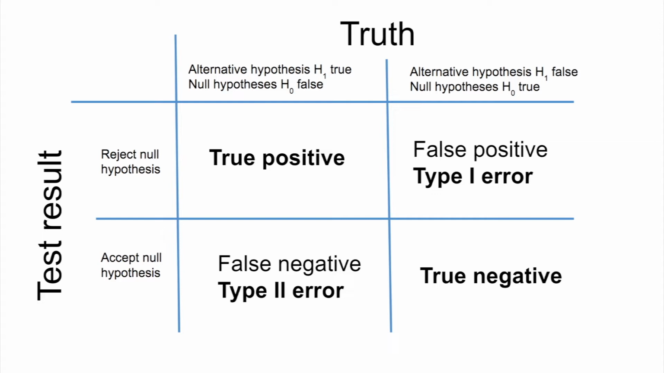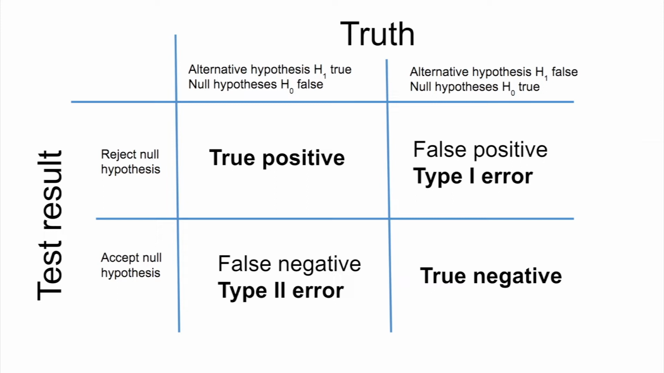And down the left-hand side, we're going to put what the test is telling us. Either the test tells us to reject the null hypothesis, or it tells us to accept the null hypothesis. Now, obviously, what we want is a true result, either a true positive or a true negative, and that is those two quadrants of the table on the top left and the bottom right.